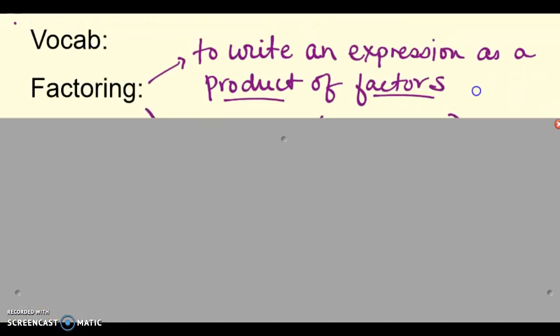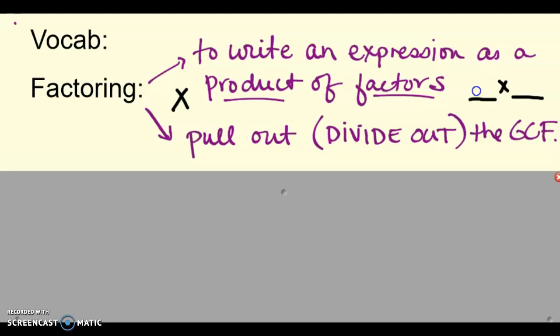So our vocab for this section is really just factoring. Our first definition of factoring is to write an expression as a product of factors. We have to remember what product means. Product means we're using multiplication, and the factors are the things that we would multiply together to get an answer. So we'll go over lots of examples, but when we say to factor something, write it out multiplying the factors together.